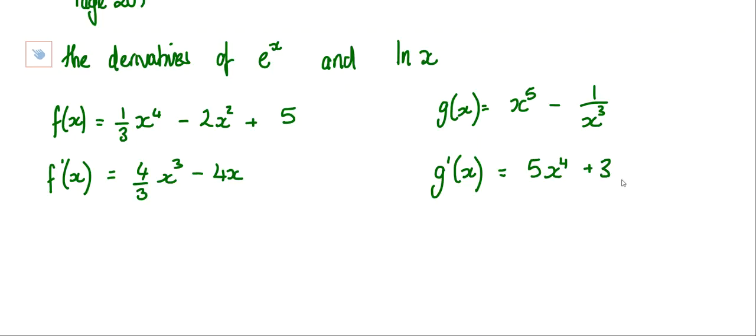Positive 3. Minus almost. It's minus 4. Which would be 5x to the power of 4 plus 3 over x to the power of 4. Anyone not know where that's come from? Be honest, you won't be the only one. No, you all know it? Fine. Okay.